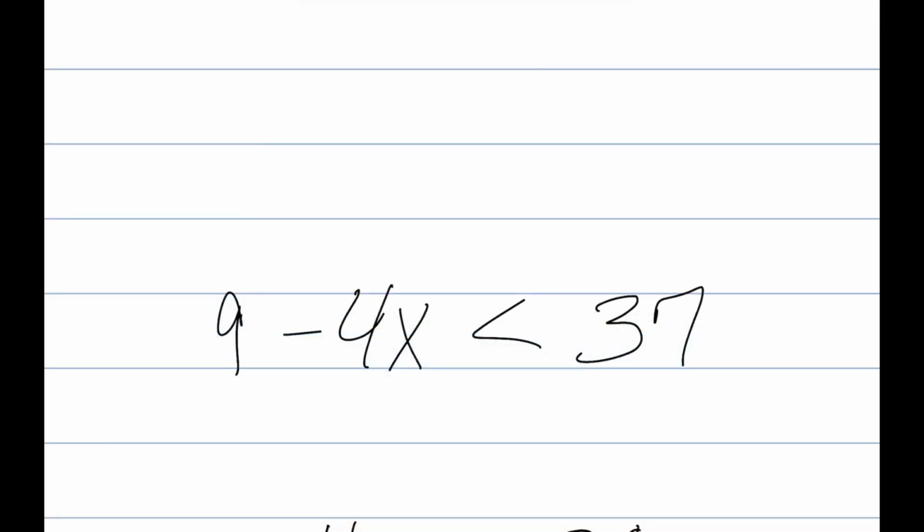Today, we're going to solve an inequality and graph an inequality on a simple number line.